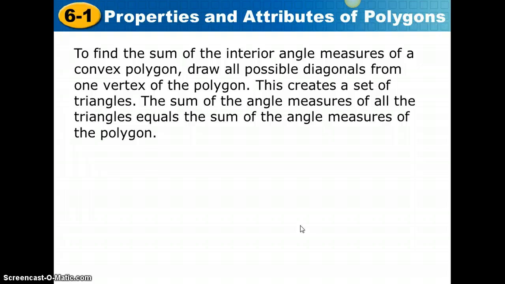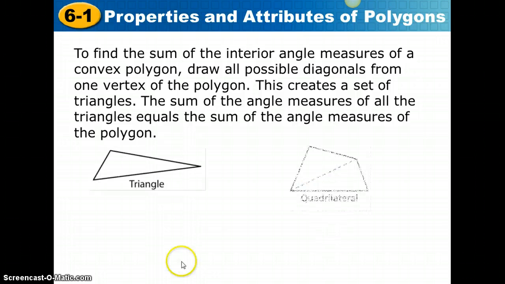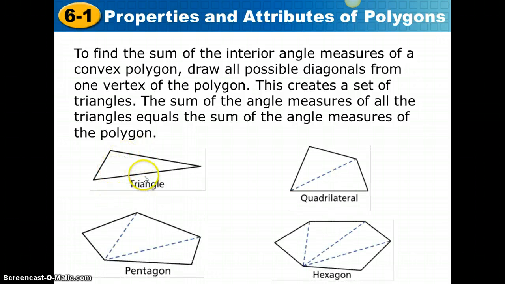Now let's talk about finding the sum of the interior angle measures of a convex polygon. From now on, we are only talking about convex polygons in this lesson. We want to draw all the possible diagonals from one vertex of a polygon to help us see this. So let's start with a triangle, which has 3 sides, a quadrilateral, which has 4 sides, a pentagon, which has 5 sides, and a hexagon, which has 6 sides. I'm going to pick one vertex and draw all possible diagonals.